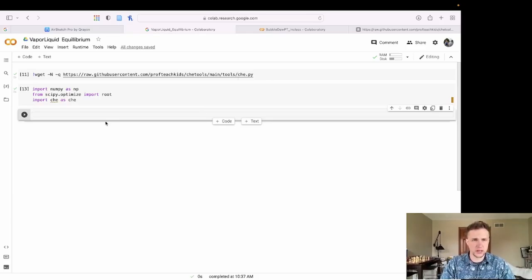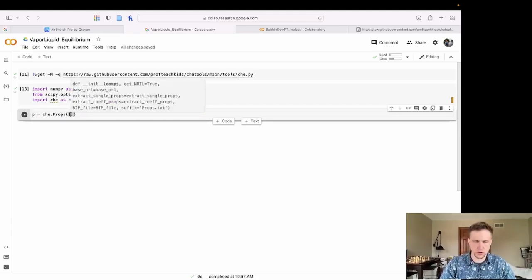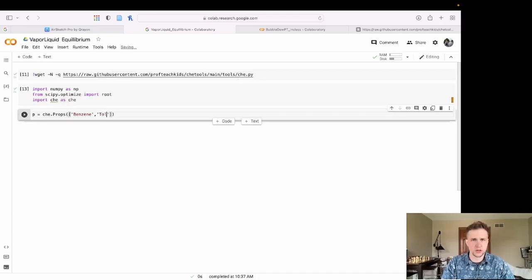Now, the next thing is we're going to set P as our variable for anything chemical property related for our benzene and our toluene. That's going to be any of the properties for benzene first as the more volatile substance, toluene second.